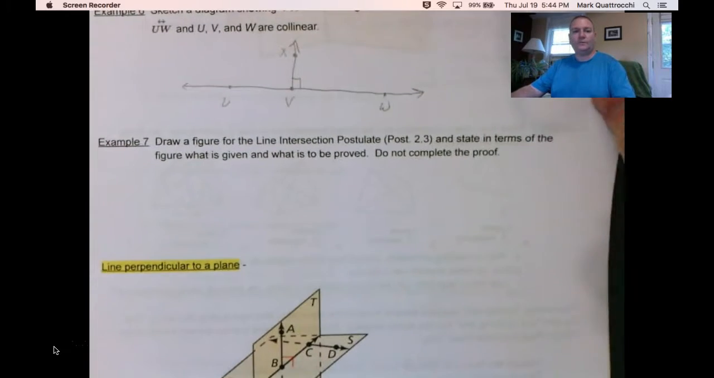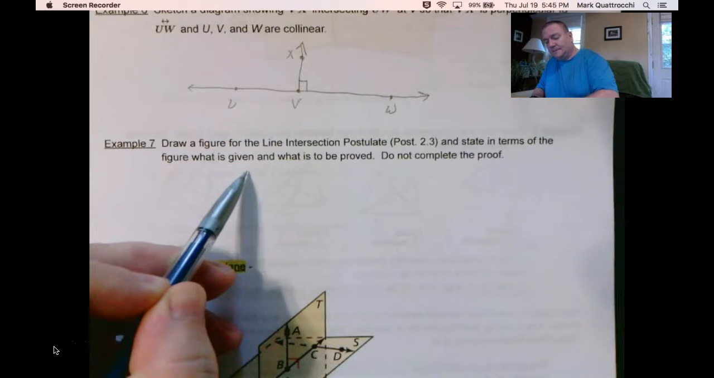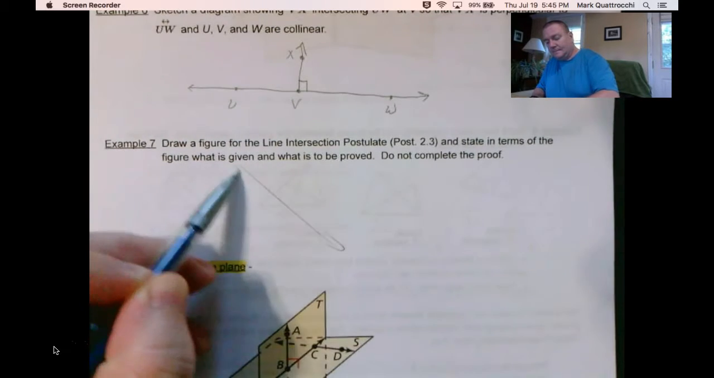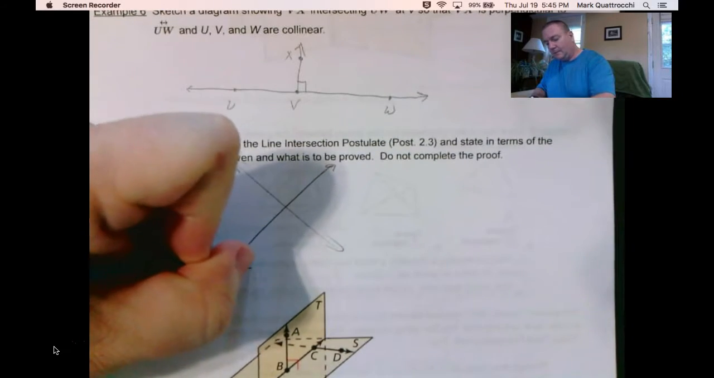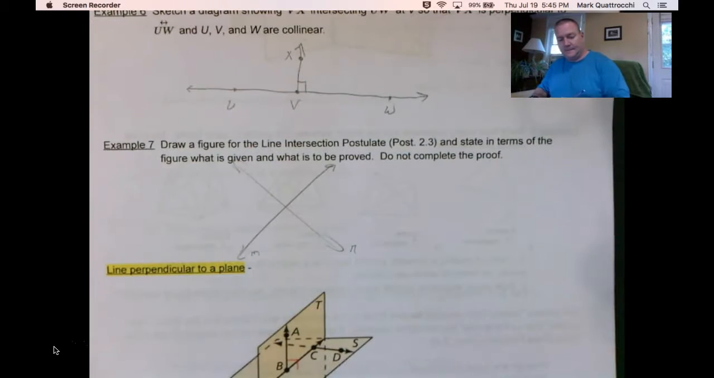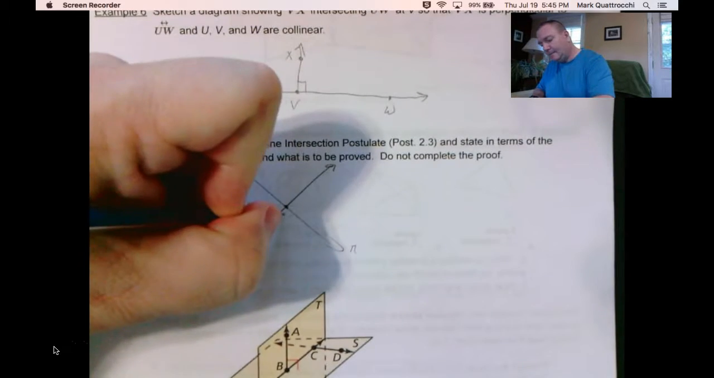Example 7. Draw a figure for the line intersection postulate and state in terms of the figure what is given and what is to be proved. We're not going to actually do the proof. The line intersection postulate is: if two lines intersect, then the intersection is a point. I'm paraphrasing. So I'm going to draw two lines, and I'm going to name one of them M and the other one N. They're intersecting at point C.